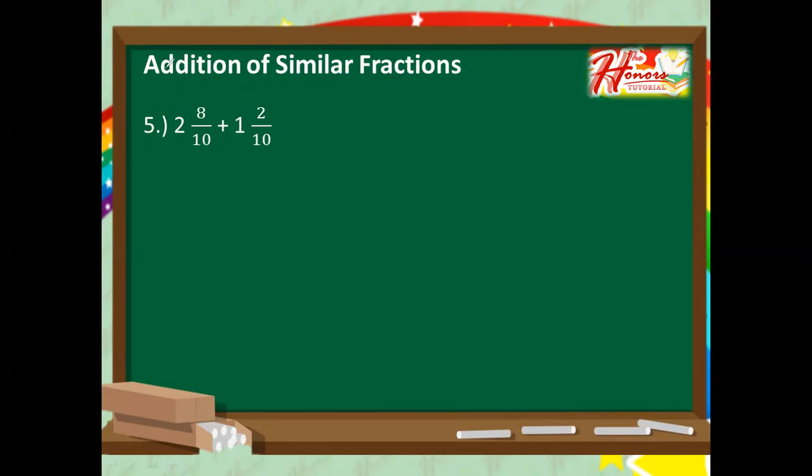Same process. Add 2 and 1, so that's 3. Add the numerators, so that's 8 plus 2, so that is 10 over 10. So you have to simplify 10 over 10. The first reason is it is an improper fraction because the numerator and denominator are the same. So automatically when the numerator and denominator are the same, it is equal to 1. So it should be 3 plus 1, so that is 4. And that's it. That's the final answer.